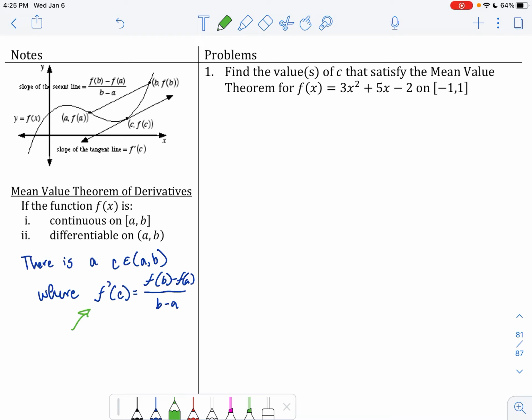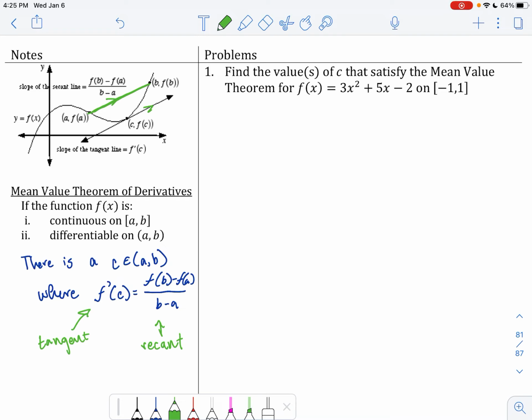So what this says is that the derivative, or the tangent line slope, is equal to the secant line slope. If we look at the picture, here's the secant, the average rate of change between the two points, and there's a point whose derivative is parallel. Now this can be helpful.